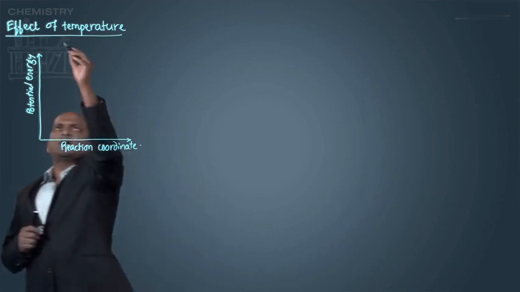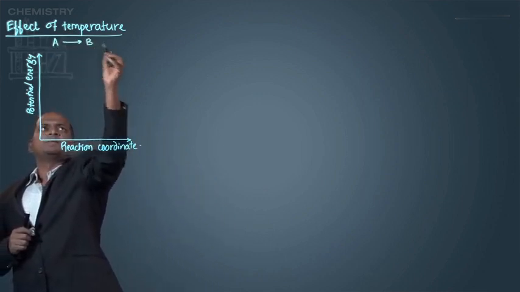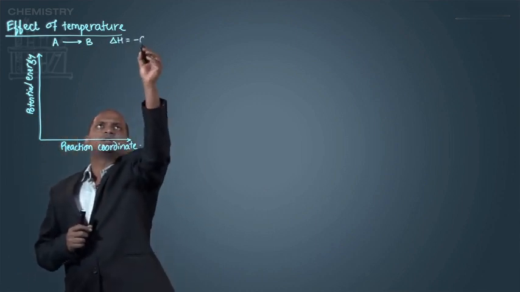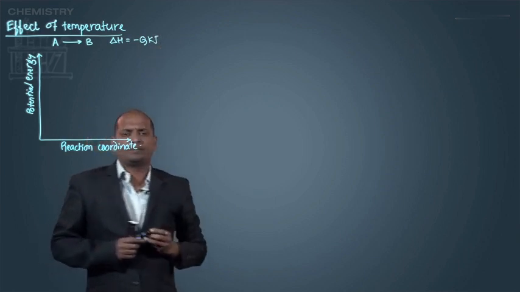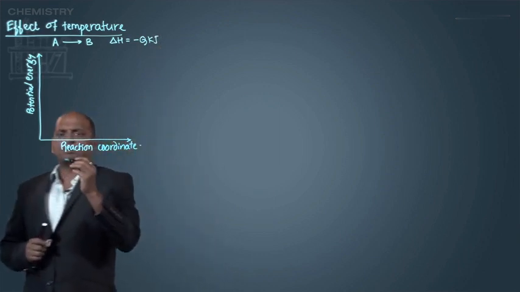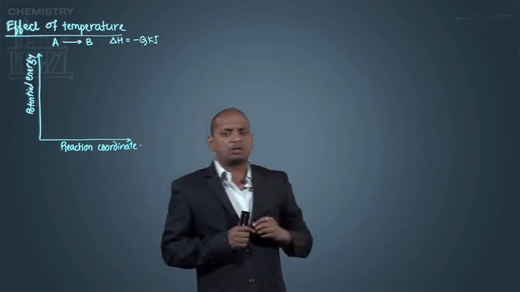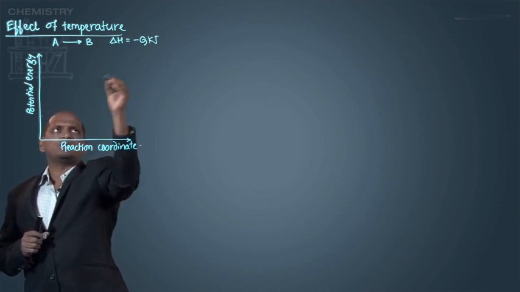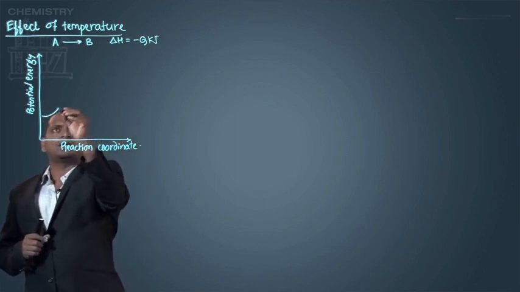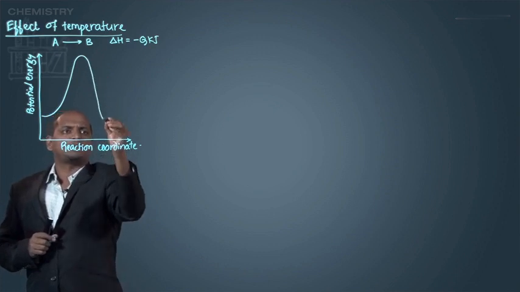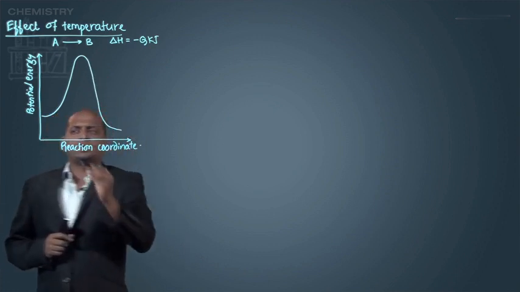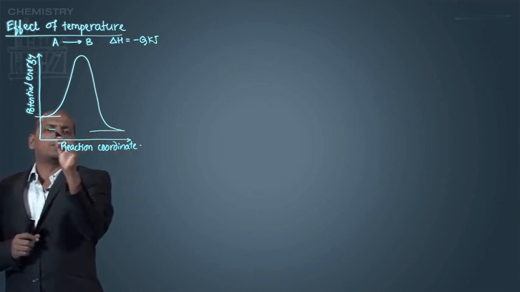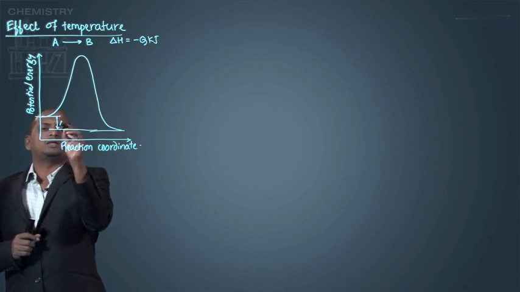So, if I consider a reaction, A gives product B, where delta H, the heat of reaction, is considered to be minus Q kilojoule. If we plot a graph for this reaction, obviously a certain amount of energy is associated, and we get a graph like this. The energy difference between reactants and products is called delta H.